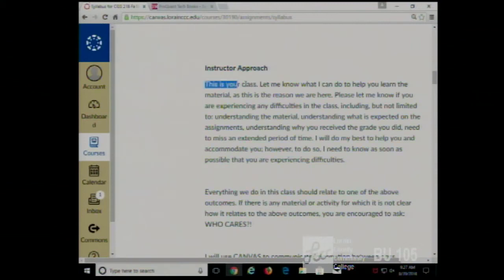Instructor approach. I think the key word is this sentence: this is your class. It doesn't do me good to, quote, cover something if you don't understand it, right? It's not a race for me. It's not like I have to get through a certain number of pages per day or whatever. I'm only covering it so that you understand. So if you have questions, this is a relatively small class. In the campus class section, there's a total of about 15 people, give or take.